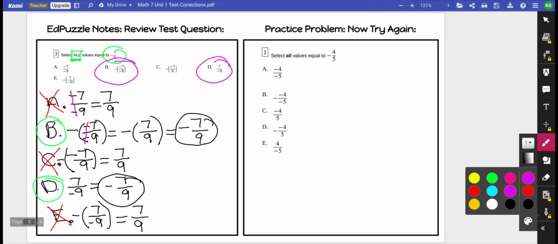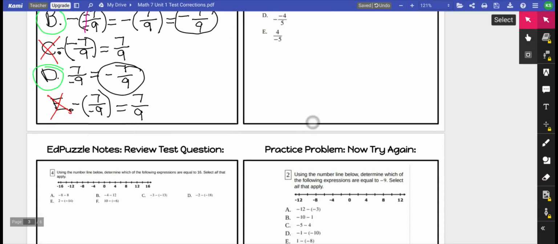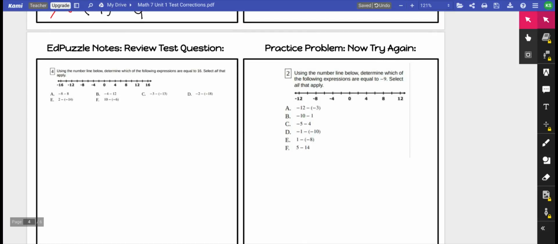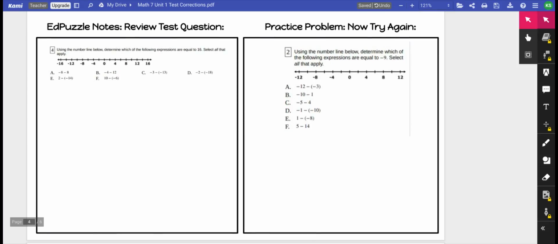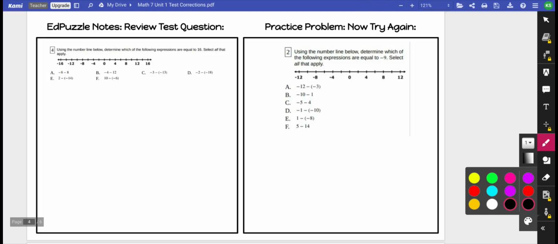Okay, so now that you've done the first practice problem, we're going to go, oops, I didn't want to do that, so let's erase. Don't want a purple line. So let's go to the next problem. So the next problem was problem number 4 on your test. So it says, using the number line below, determine which of the following expressions are equal to 16. Select all that apply.